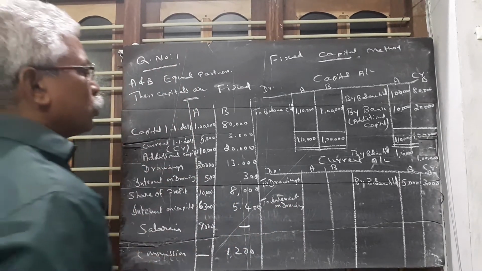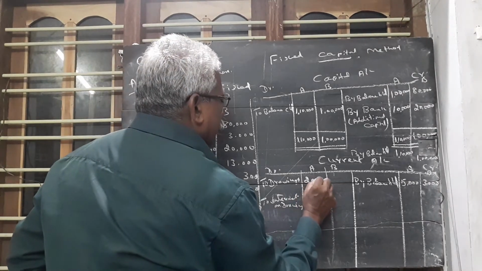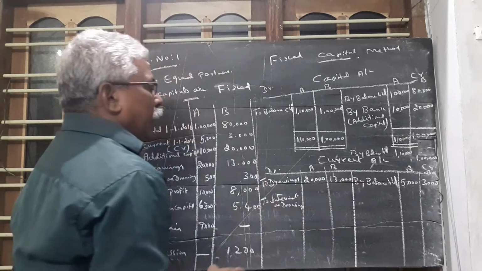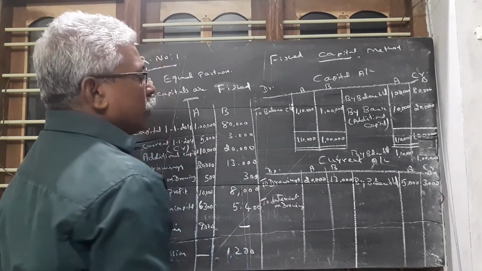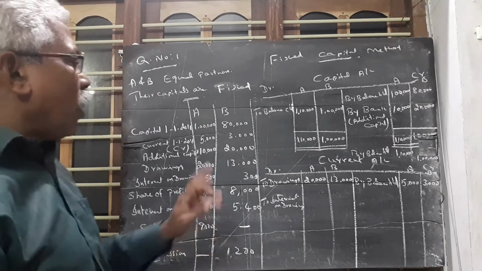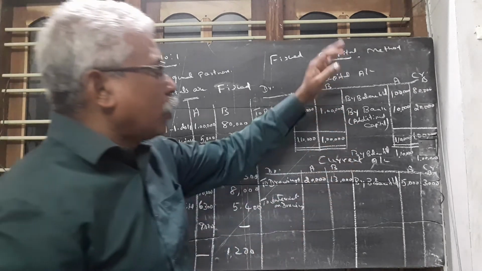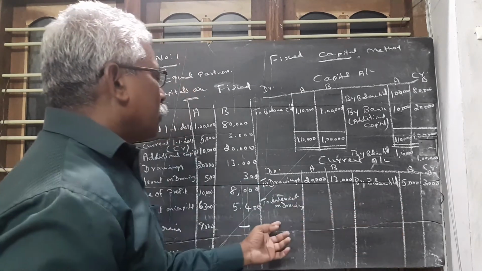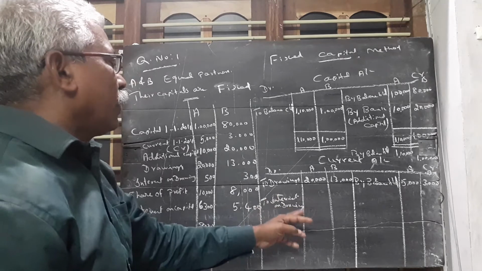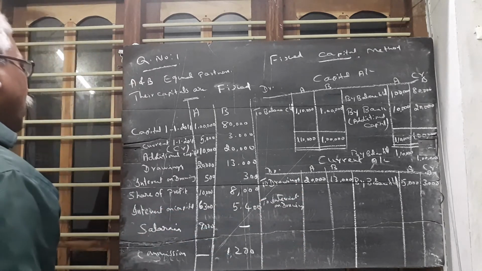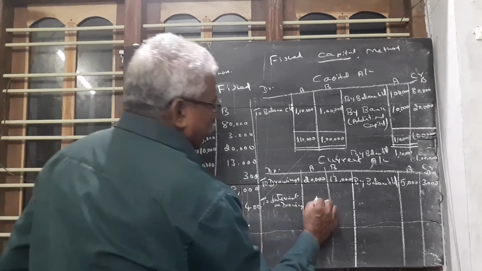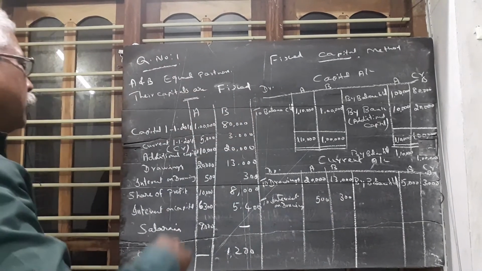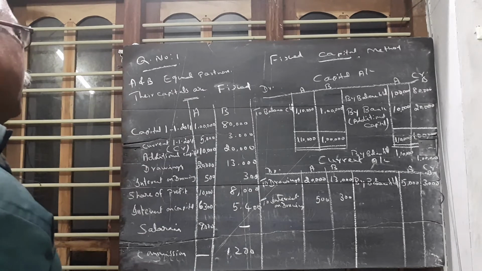Drawings of A is 20,000. Drawings of B is 13,000. In the debit side, drawings and interest on drawings normally come. If any loss comes, it comes in the debit side. Otherwise, all the remaining information is on the credit side. Profit comes in the credit side, loss comes in the debit side. Drawings and interest on drawings are entered in the debit side. Interest on drawings 500 and 300. Then the remaining items come to the credit side.